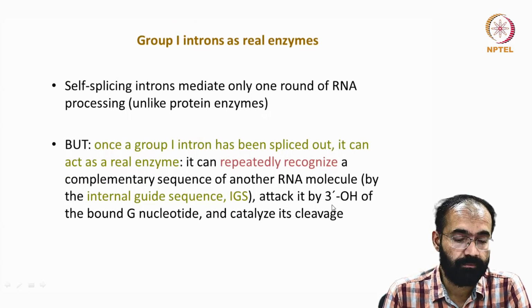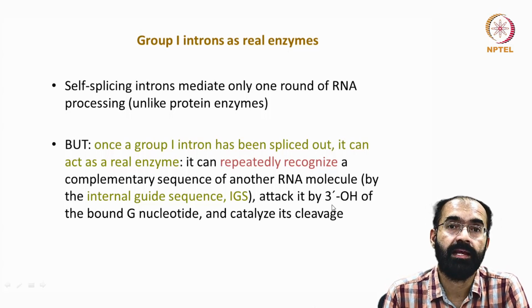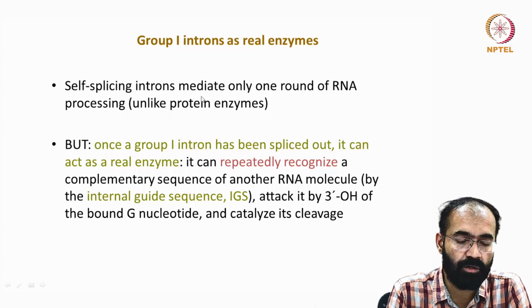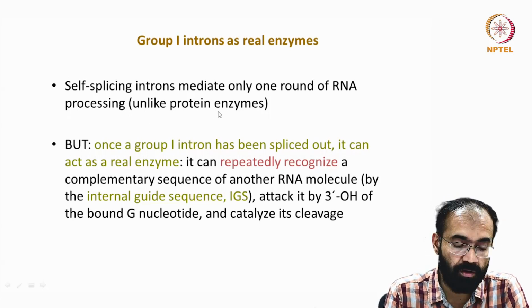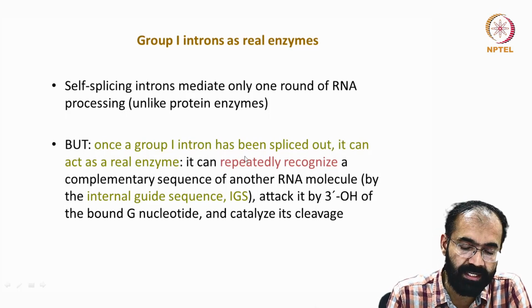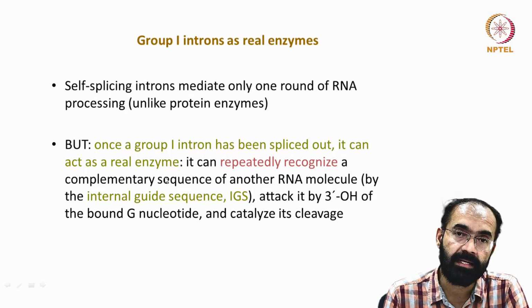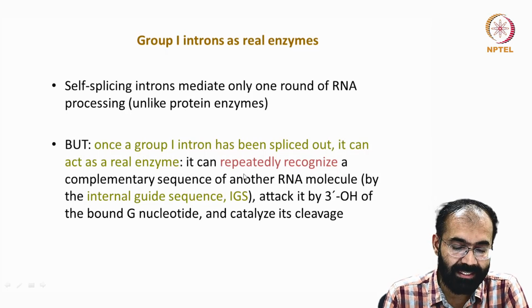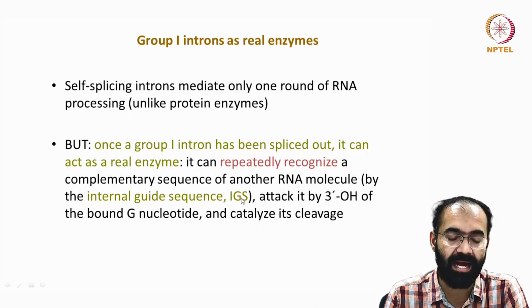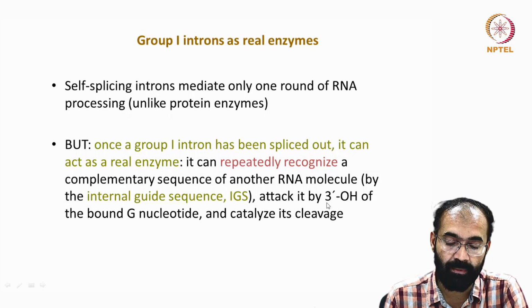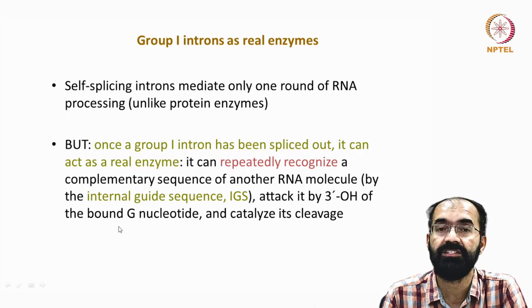So group 1 introns are acting as the real enzymes. Self-splicing introns mediate only one round of RNA processing, unlike the protein enzyme which we already discussed. But once the group 1 intron has been spliced out, it can act as a real enzyme other than the splicing function. It can repeatedly recognize a complementary sequence of another RNA molecule by a region called internal guide sequence, or IGS, that can attack it by 3' OH of the bound G nucleotide.